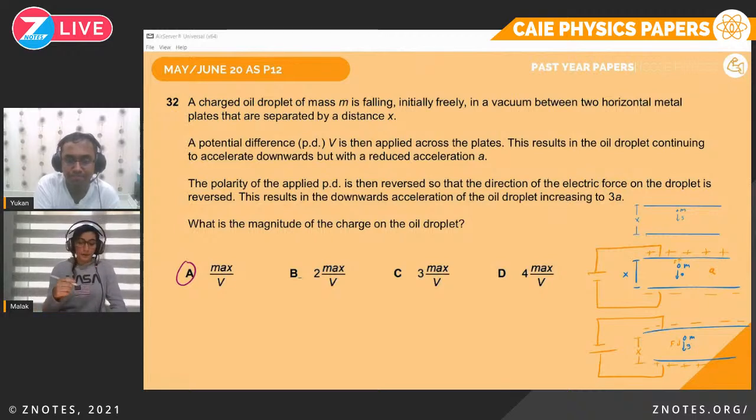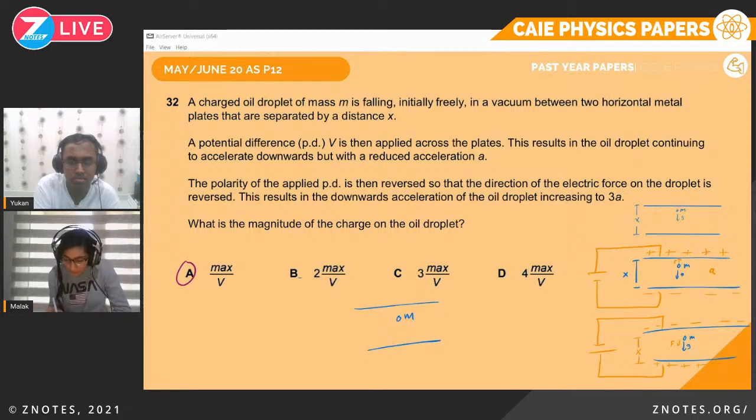But now we know that the charge, this is the part where, like Yukan mentioned earlier, not all the information they give us is important. We know that the charge is a property of the actual oil droplet, of the charges in it, right? So all of this here can be information to confuse you. Now let's assume that there is a third case right here, where the droplet is at equilibrium.